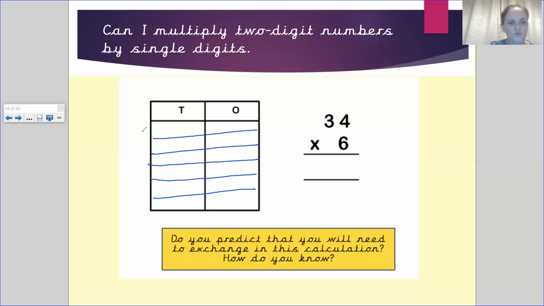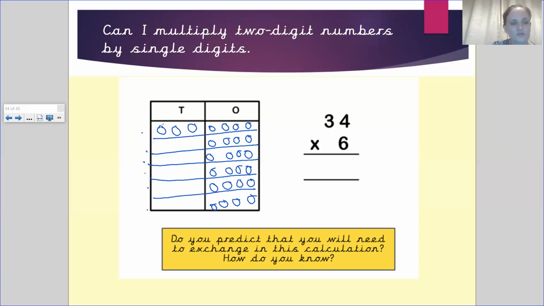Okay, so we've got 6 groups, 1, 2, 3, 4, 5, 6. And in each we have 34, so 3 tens and 4 ones. You can already see that we are going to have too many numbers in our ones column.